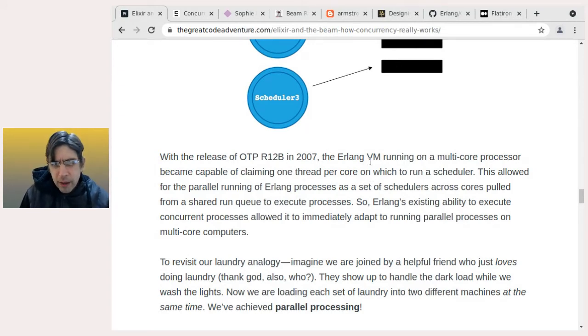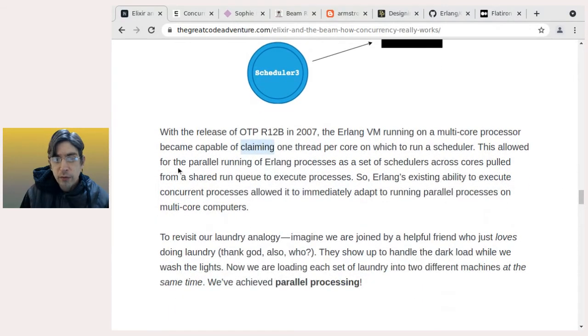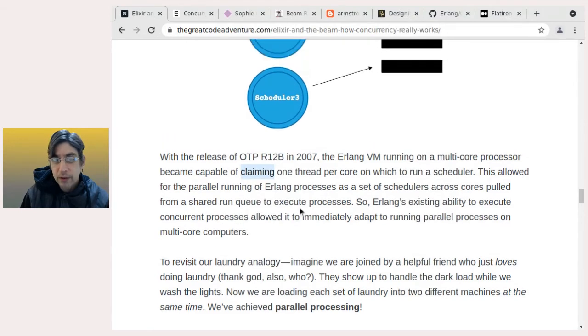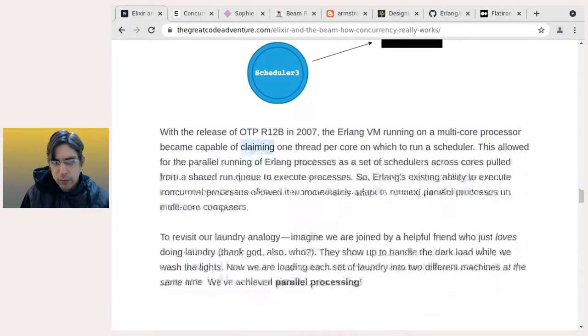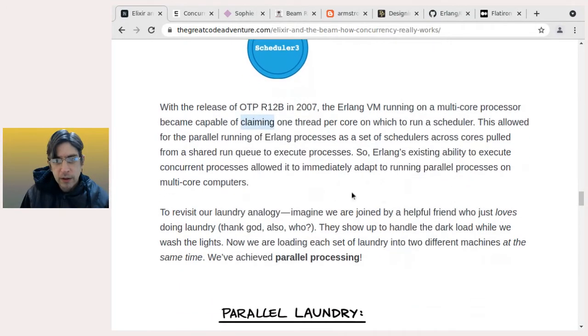The Erlang VM running on a multi-core processor became capable of claiming one thread per core on which to run a scheduler. This allowed for the parallel running of Erlang processes as a set of schedulers across cores pulled from a shared run queue to execute processes. So if you had 3 cores, you had many tasks, but these schedulers got their tasks from the same run queue.